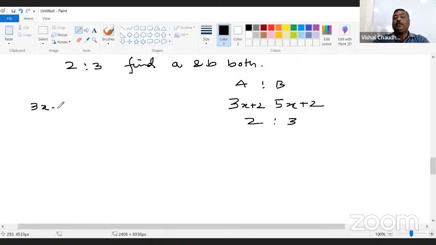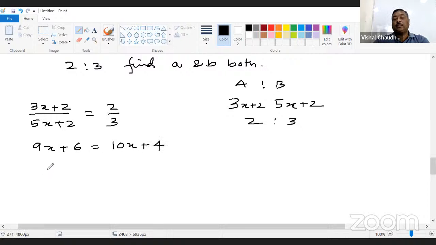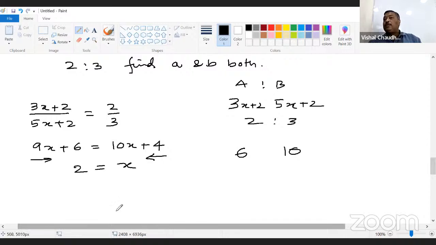See. So 3x plus 2 by 5x plus 2 is equal to 2 by 3. Cross multiply. And this is 9x plus 6 is equal to 10x plus 4. So x is equal to 2. So your number is how much? 6 and 10. Is it clear?